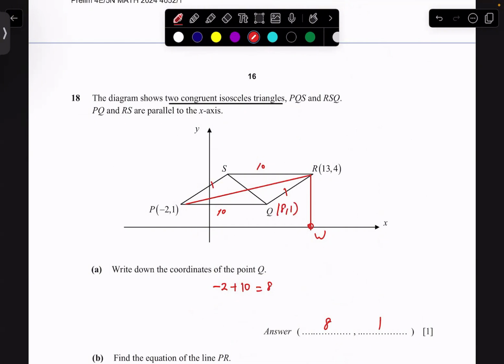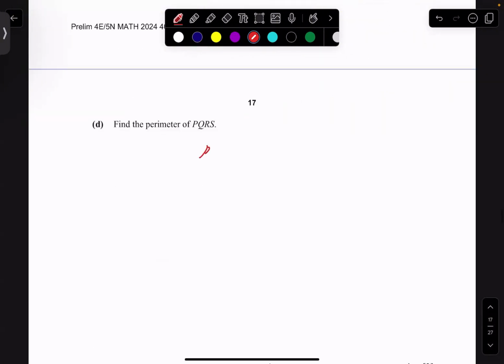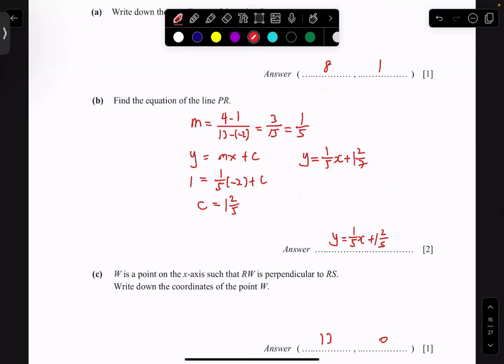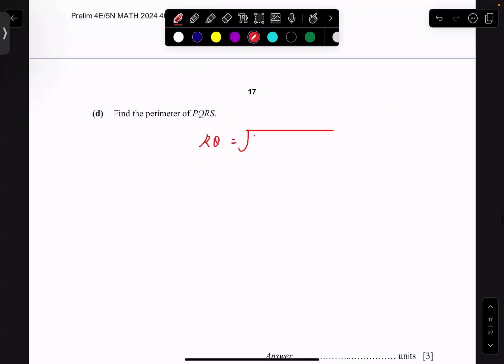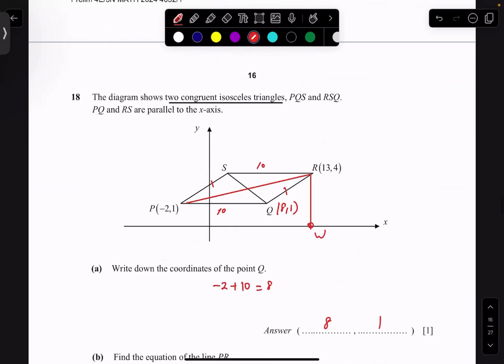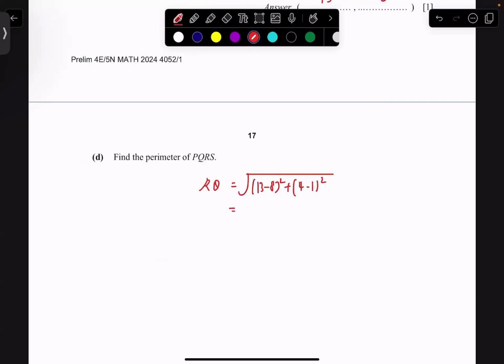Let's find out the length of RQ. RQ equals square root of 13 minus 8 squared plus 4 minus 1 squared, which is square root of 5 squared plus 3 squared, using the calculator, 5.83. So the perimeter is 5.83 times 2 plus 8, which is 31.66. So 31.7 units.